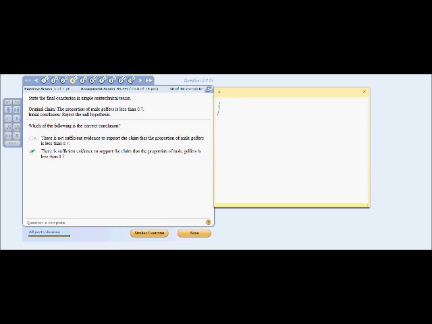So here we have our original of being equal to 0.7. Now our alternative is that the proportion of male golfers is less than 0.7. So we're going to reject the null. So there it is. There is sufficient evidence to support the claim that the proportion of male golfers is less than 0.7. And there you go.